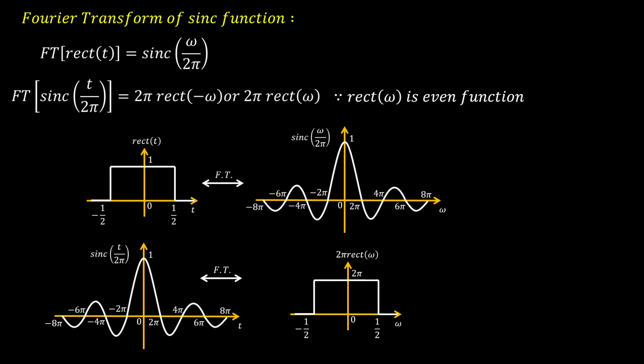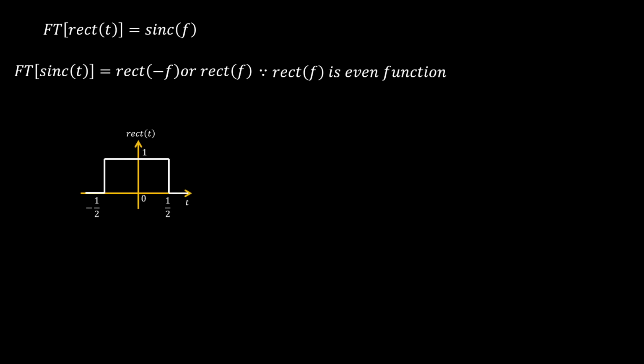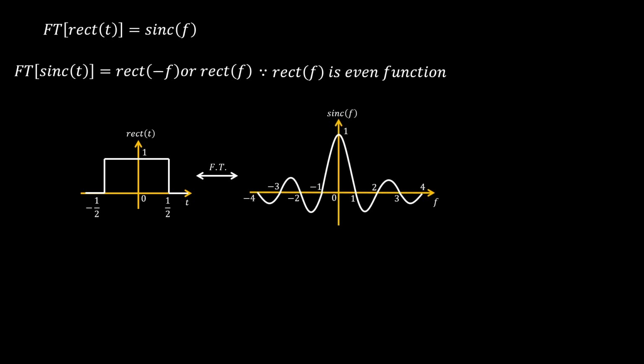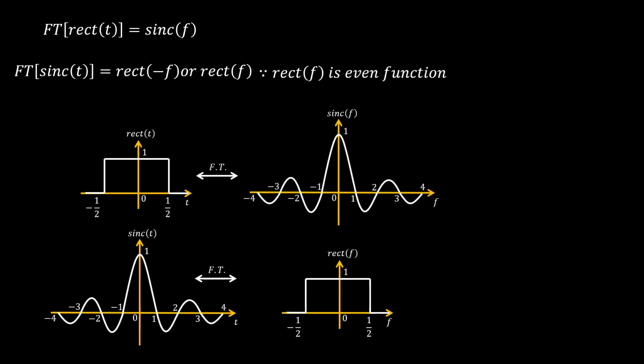Now we can see the Fourier transform of the sinc function in terms of f also. The Fourier transform of rect t is sinc f. By the duality property, the Fourier transform of sinc t is rect f. Rect f is an even function. Now let's see the plot. This is the rectangular pulse. Its Fourier transform is the sinc function. And by the duality property, the Fourier transform of this sinc function is the rectangular pulse.